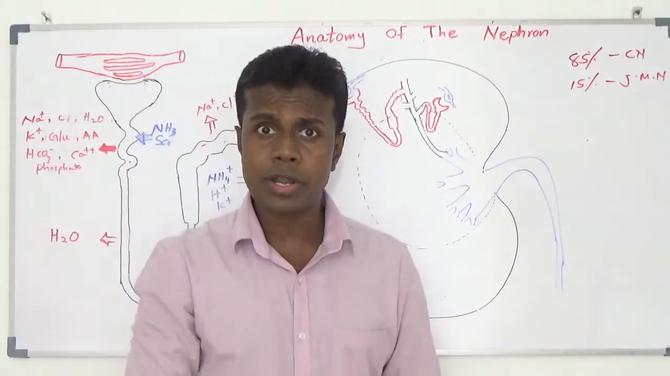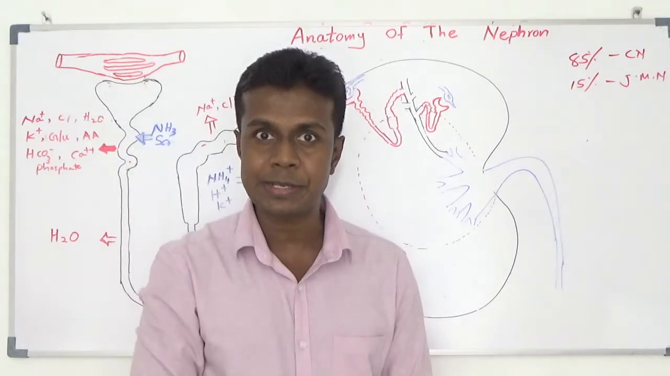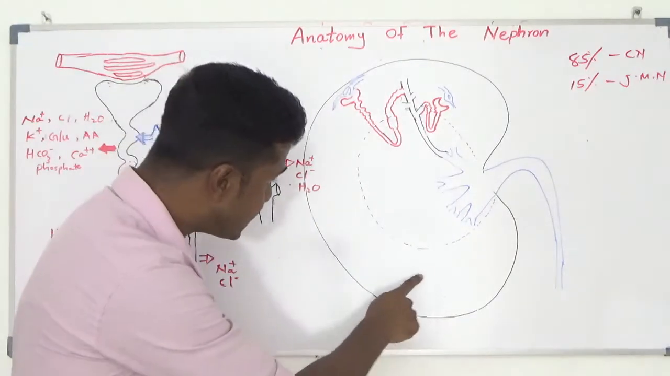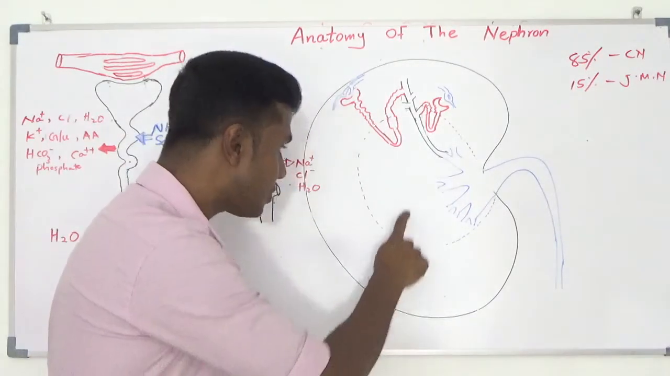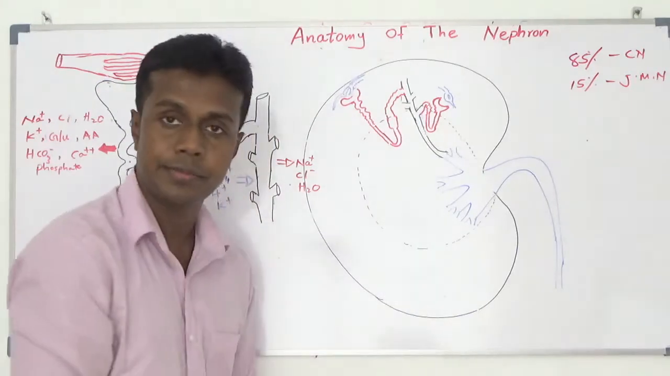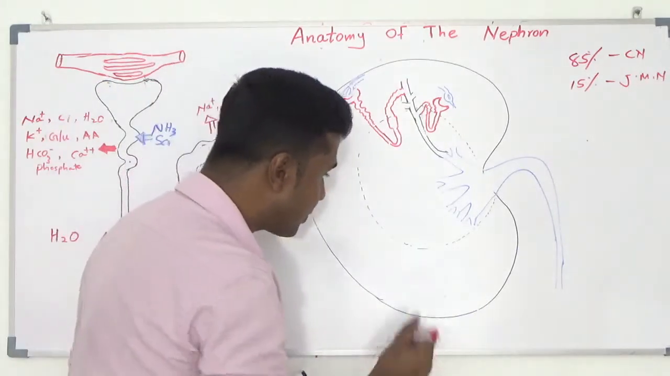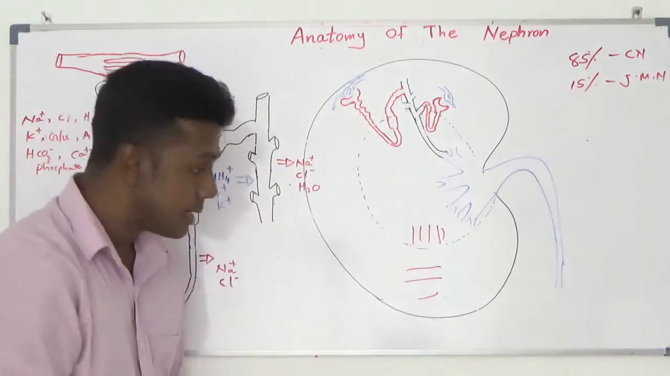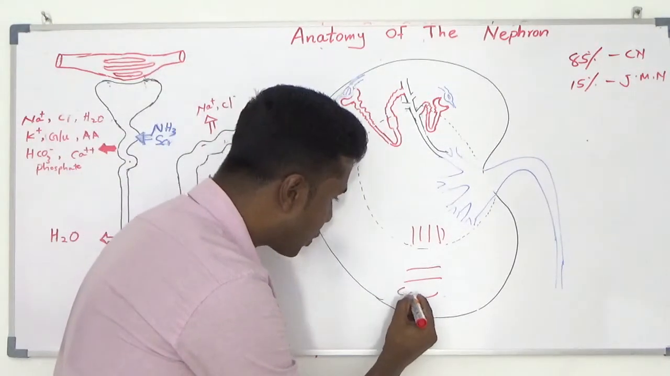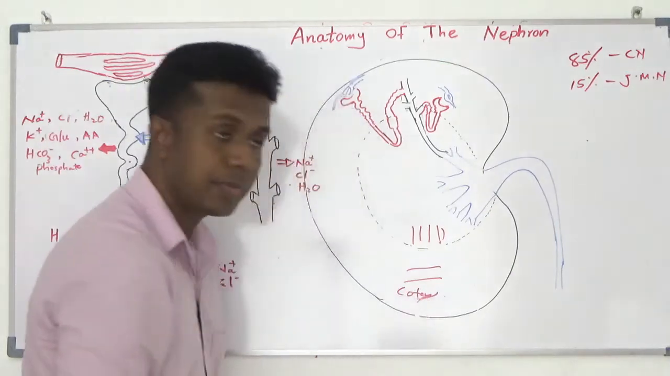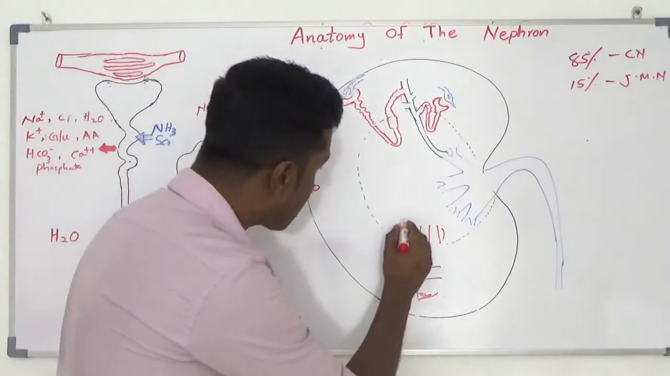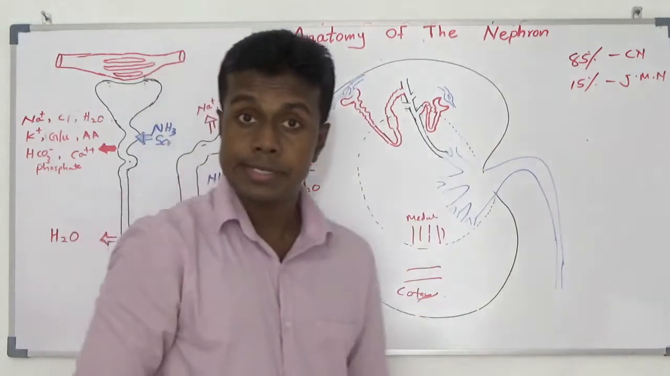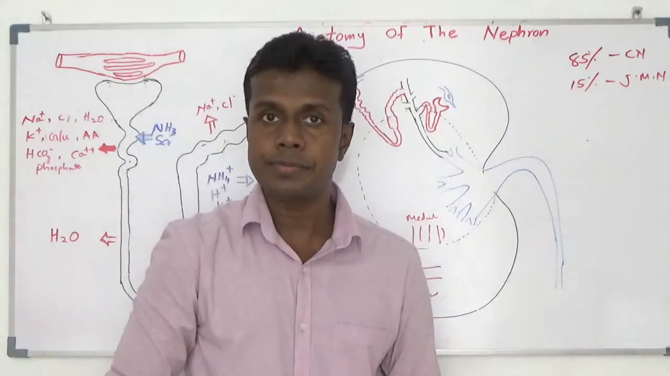If I cut your kidneys in cross section, I can see the outermost part differs from the innermost part. This outermost part is called the cortex. This innermost part is called the medulla. I can see it even macroscopically.